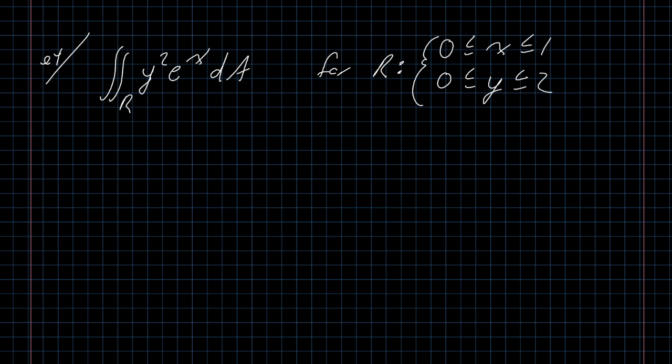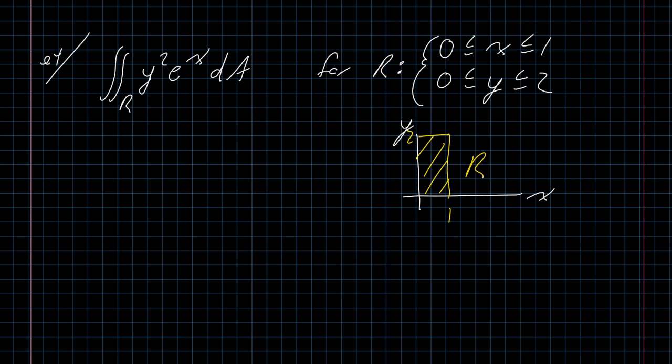So let's look at a relatively simple example. Here I have the integral over a region of y squared e to the x dA, and my region is going to be a rectangle. X is between 0 and 1, y is between 0 and 2. If I sketch out my coordinate plane, there we go. The region that I'm trying to integrate over is a very simple rectangle, and that's a great first example because it means that my limits of integration are going to be very simple.